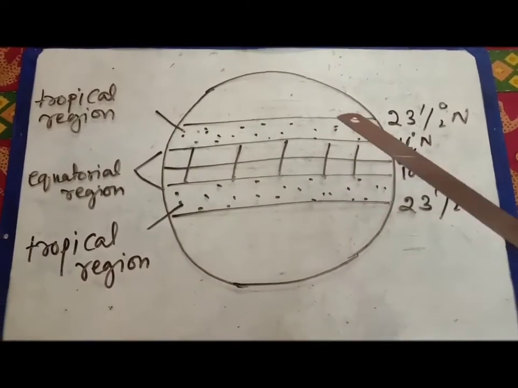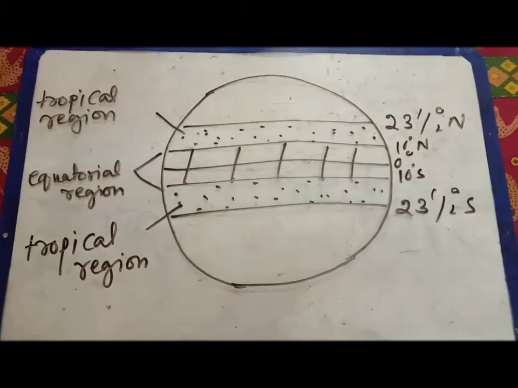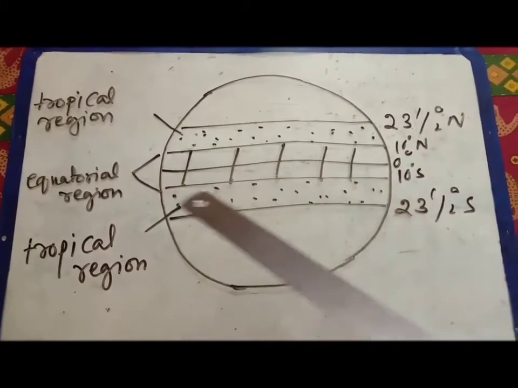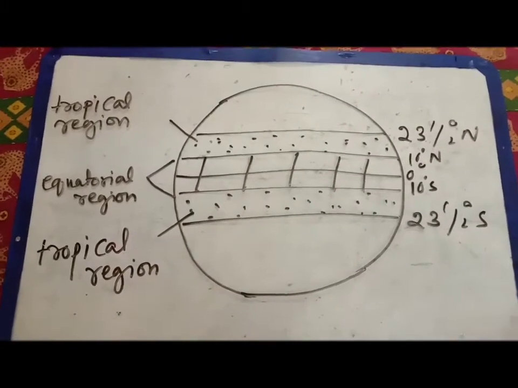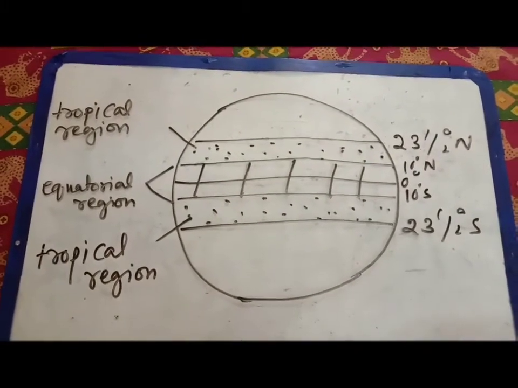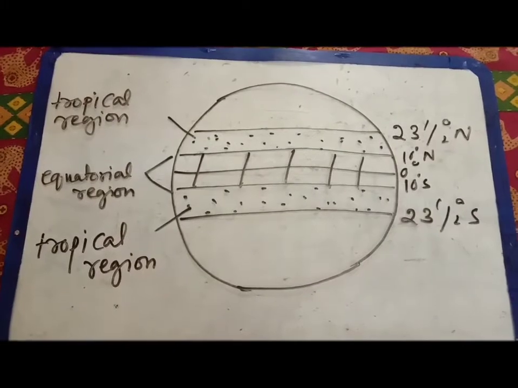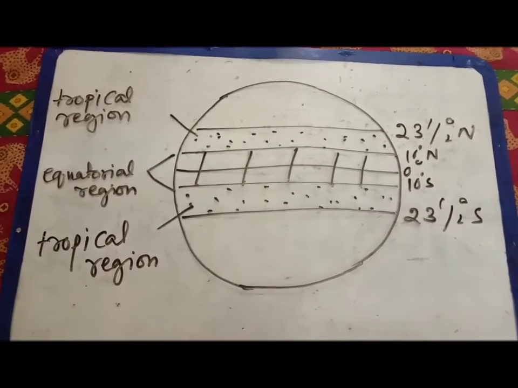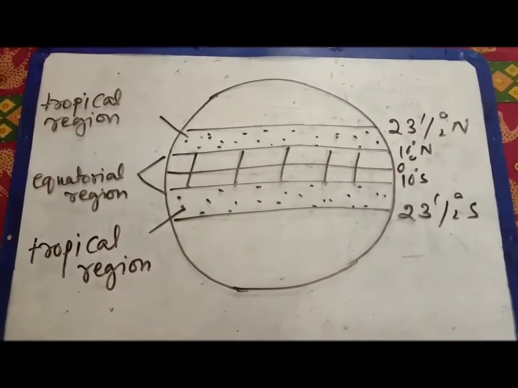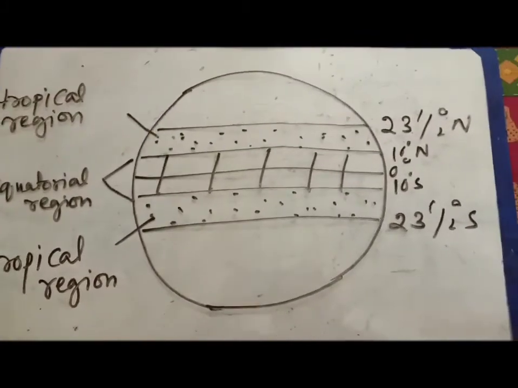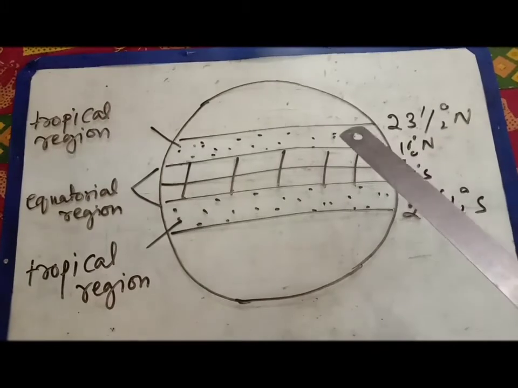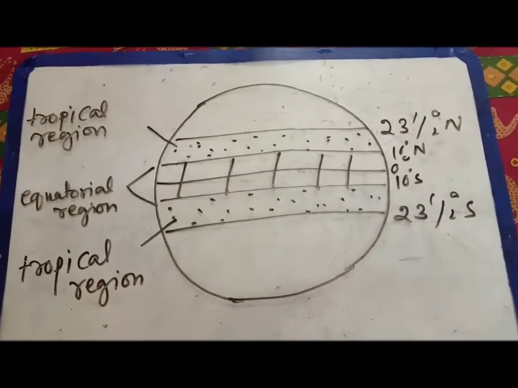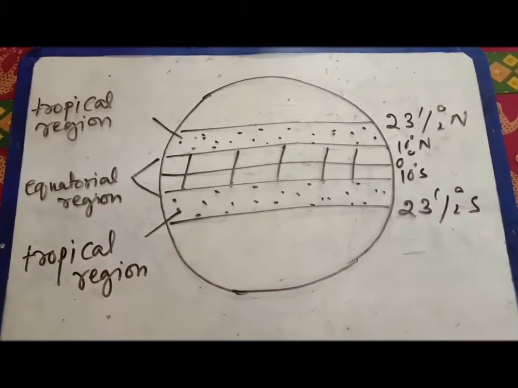So in the tropical region we have different kinds of seasons, but in the equatorial region, as the sun is giving light directly, we are not able to see any weather changes. You can see our India actually lies in this tropical region, so that's why we are called a tropical country.